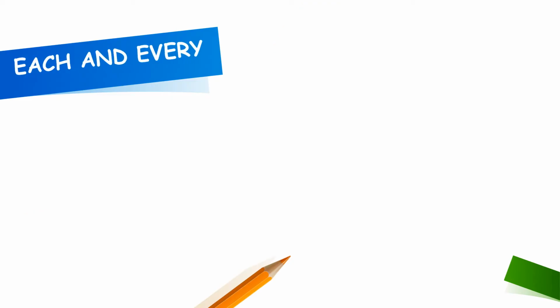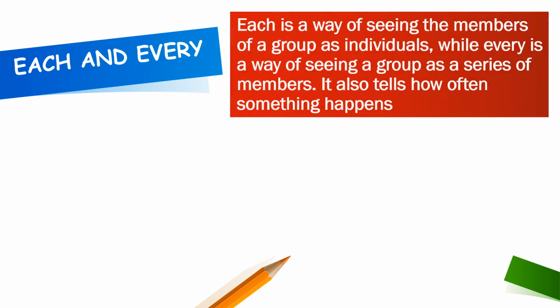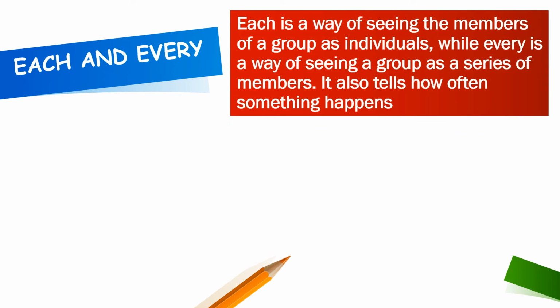Let's talk about each and every. Each and every refer to all the members of a group. Each is a way of seeing the members of a group as individuals, while every is a way of seeing a group as a series of members. It also tells how often something happens. Each refers to two or more definite persons or things.